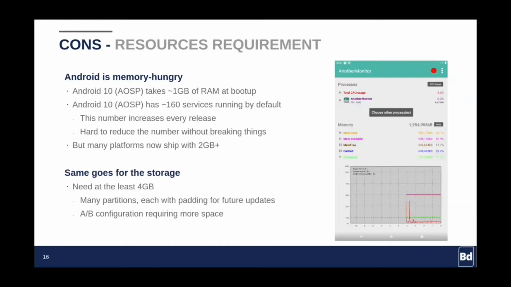Then another big issue that often comes up is the resource requirements, because as we said, the source code is huge, and there is a reason for that. There are many different features in there, and so many different services running. So I did an example where if you run Android 10, by default, you're going to have 1 gig of RAM used at boot up. So if your plan was to have only 1 gig of RAM on your system, well, I don't recommend using Android. End of the story. Because there are just too many services.